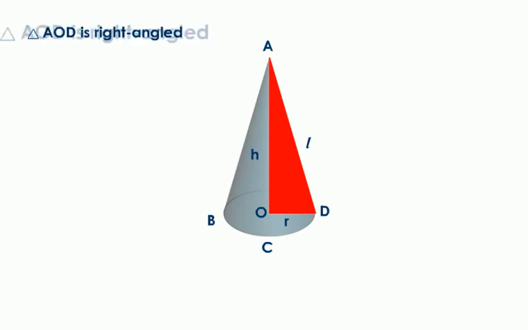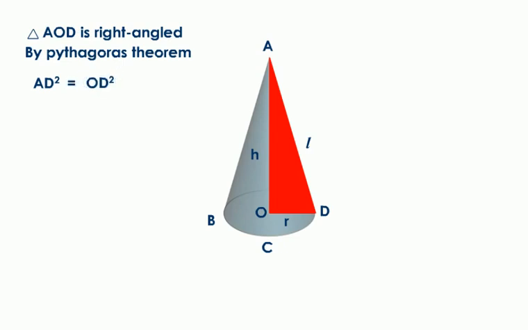Since triangle AOD is right angled, by Pythagoras theorem we have AD square equals OD square plus OA square. Now let us substitute the values and we write L square equals R square plus H square. Therefore, L is equal to under root R square plus H square.